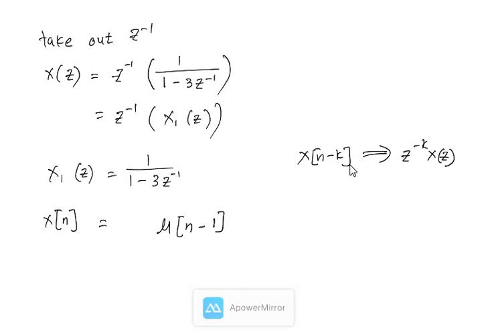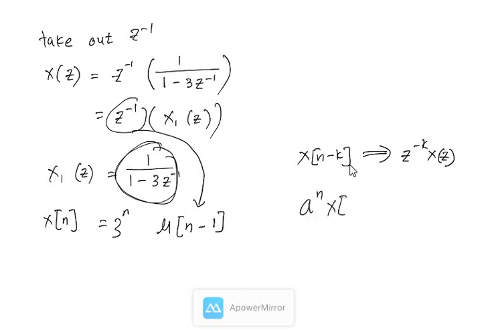And then for this part, we already get it from here. For this part, we can get 3 to the power of n. This is from the scaling property, in which a to the power of n times x(n) gives X(a to the power minus 1 z). So now we have a to the power of n, and then for the n, we should follow n minus 1. So your answer is x(n) equal to 3 to the power of n minus 1 times u(n minus 1).